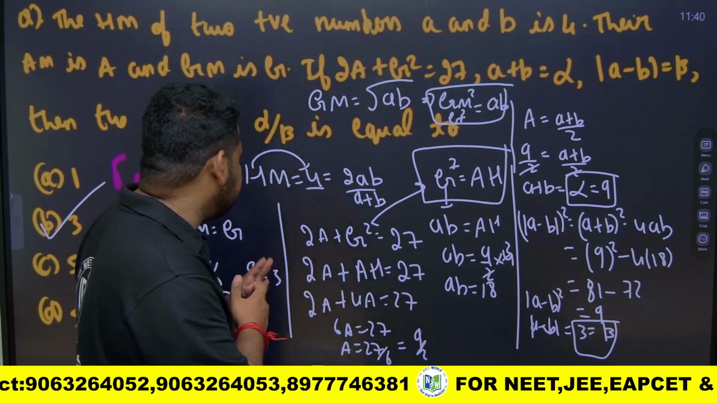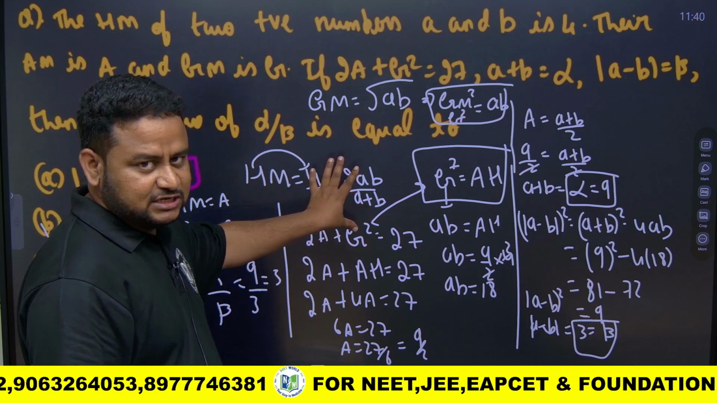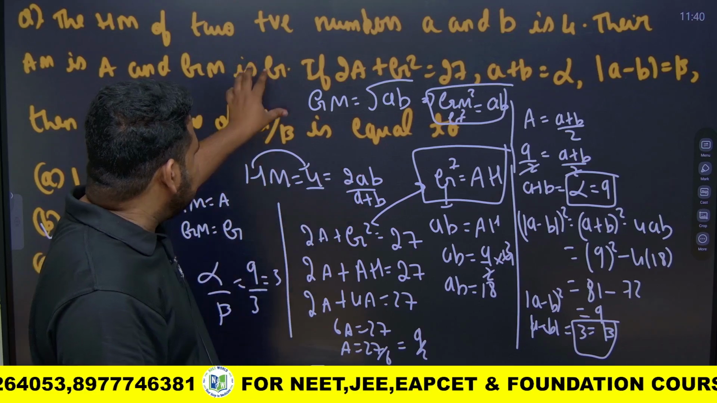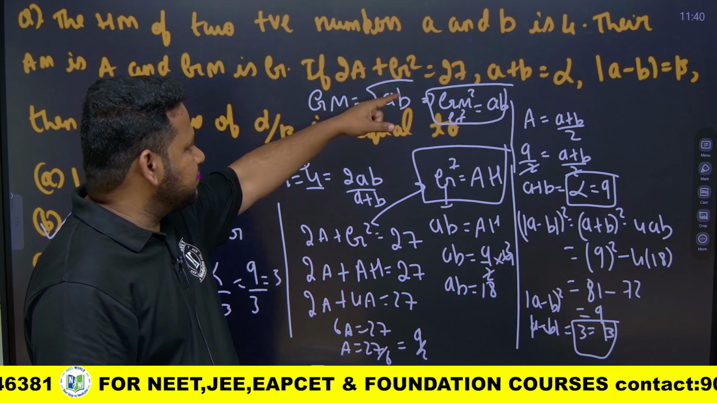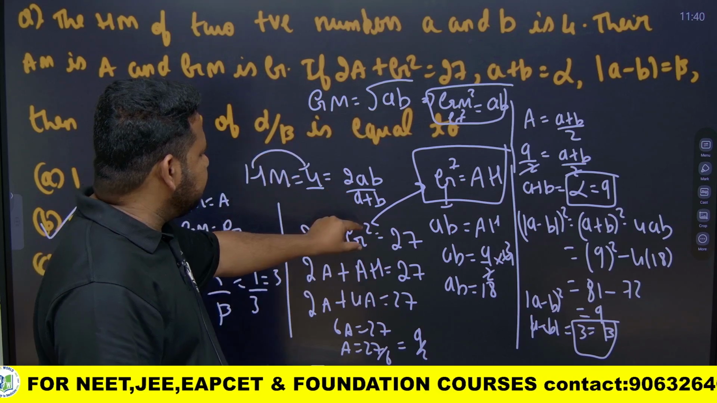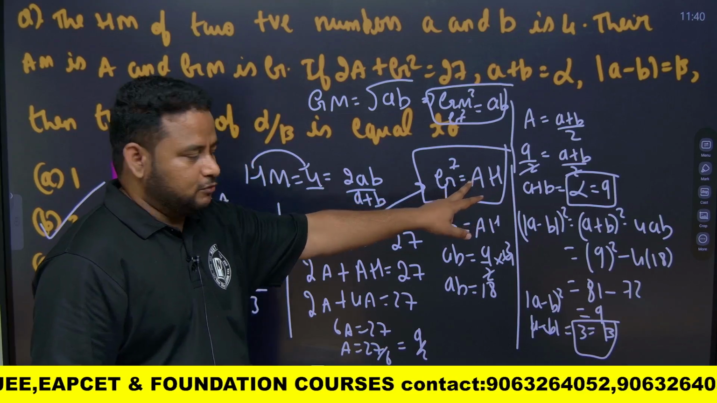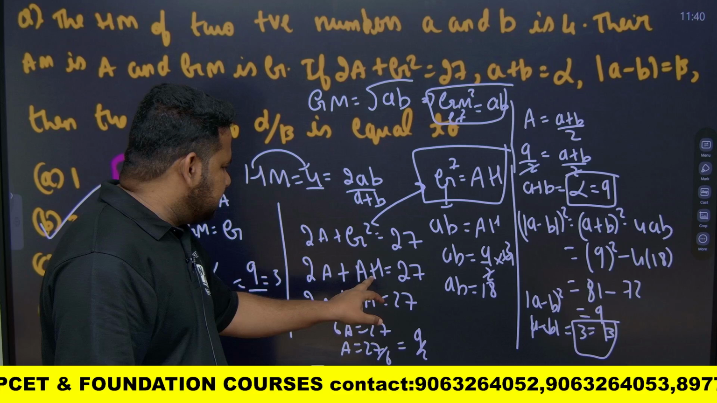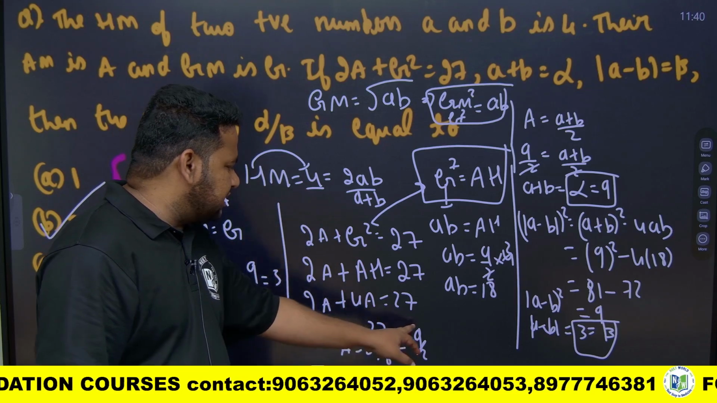So, let me explain again. They were given harmonic mean is equal to 4, that is equal to 2ab by a plus b. This is the condition for harmonic mean. Now, another condition that they have given is 2 times arithmetic mean plus G square, that is geometric mean square, is equal to 27. Geometric mean square is equal to AH. This is what we know. So, if I put AH here, instead of H I can put the value of 4. So, 6A will get it as 27, A I will get it as 9 by 2.